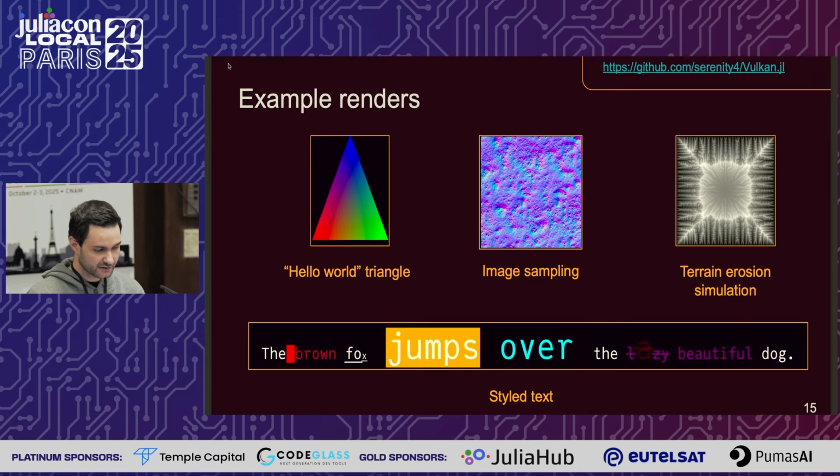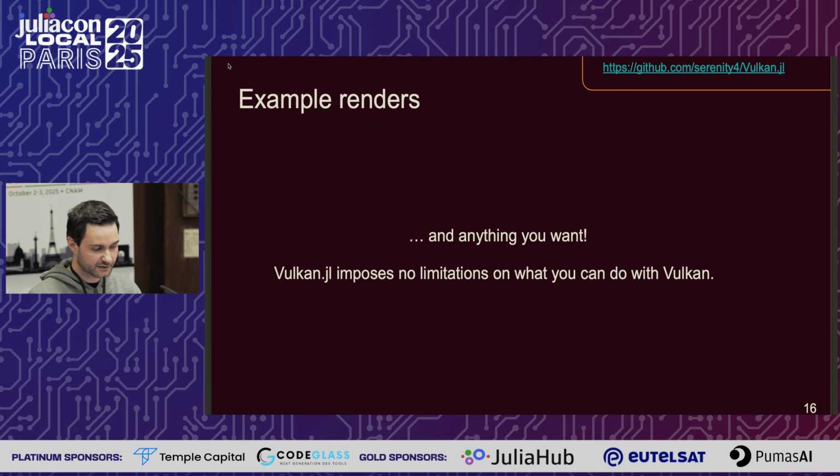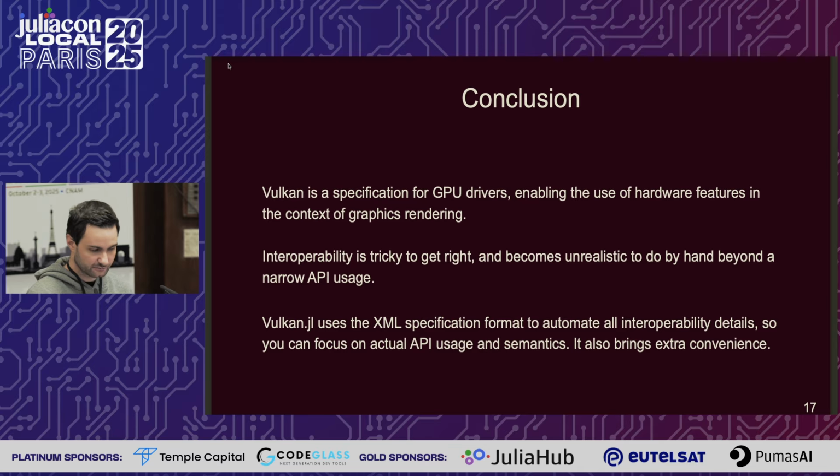Here are a few example things that I made with Vulkan, a bunch of renders, which all rely on rasterization, except for the terrain erosion simulation, which is just a compute shader. You can render text, for example, if you like, or do really any more complex things, because the idea is really just to have a wrapper around the Vulkan API that gives you maximum convenience and performance without any restrictions. So if you're ever serious about using Vulkan in Julia and want to do it in an easy way, I do recommend using that library.